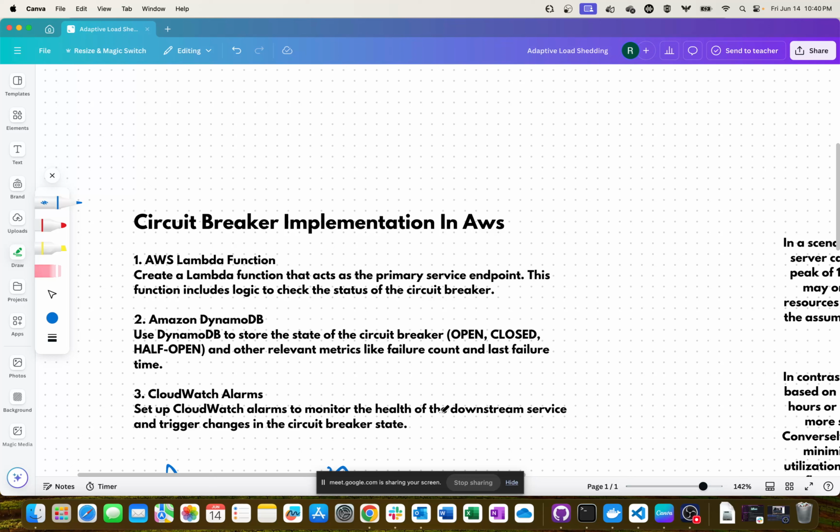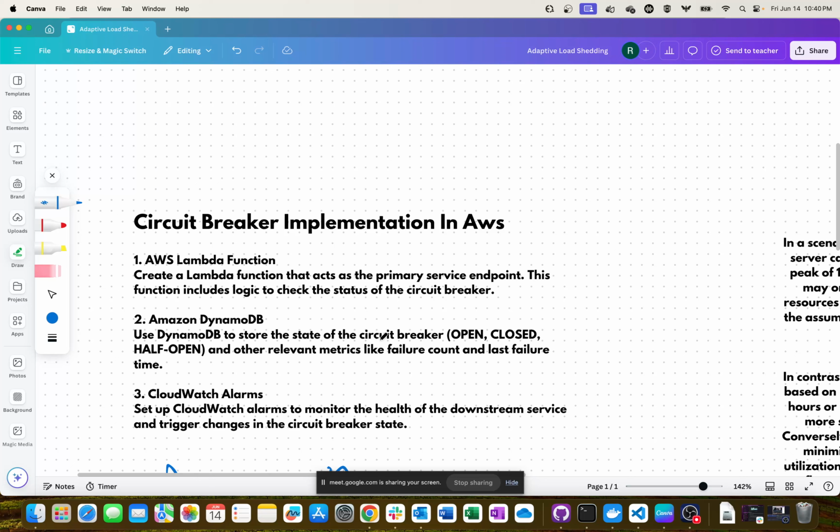I think a circuit breaker can be if two services are communicating, and if for a certain time service one is not getting a response from the other service, then it can break the circuit and the instance can go down and it can reroute its request to another service.